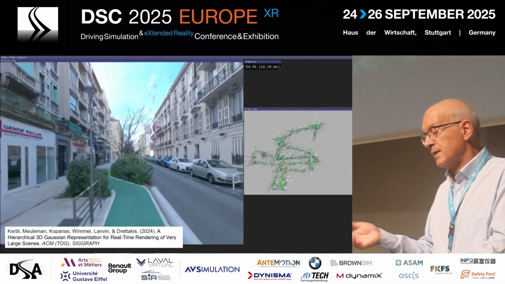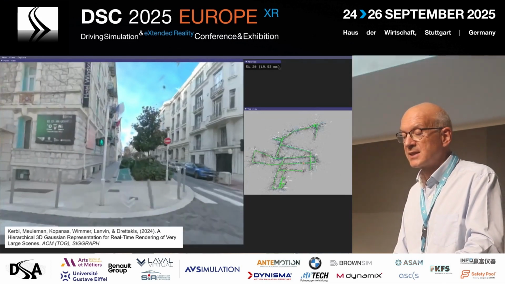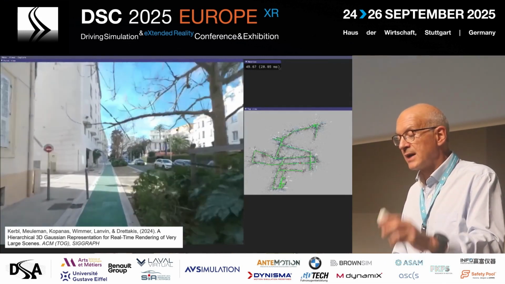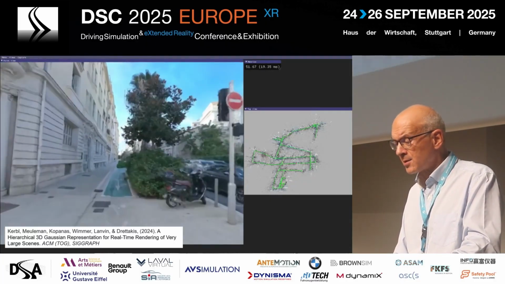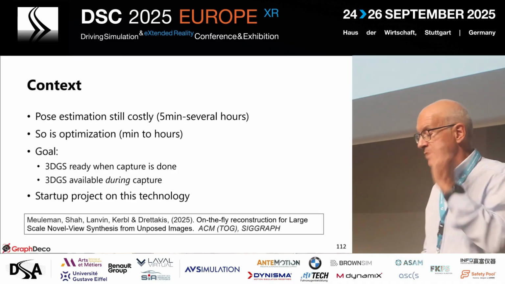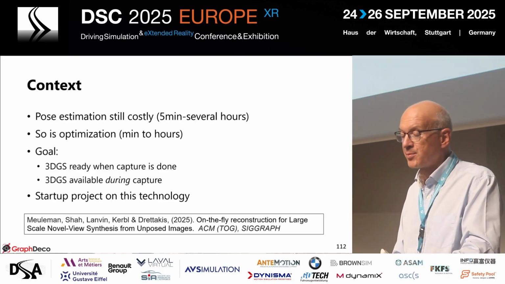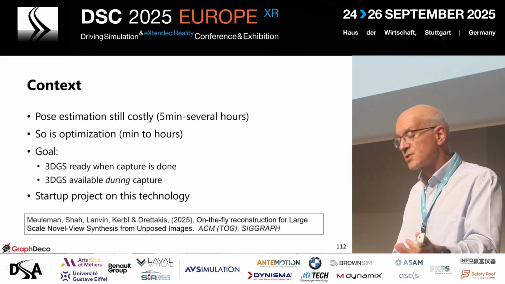So one is the ability to move around in large scenes. So here I took basically 40,000 images on a bike, and you can move around in something like a few kilometers of road interactively. And most recently, we came up with a solution to the remaining problem, which is the cost of calculating camera poses, which is still 5 minutes to several hours, and so is the optimization.